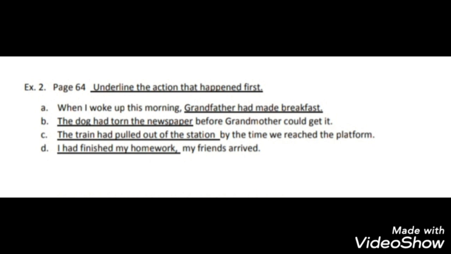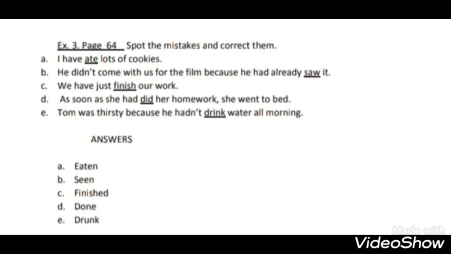Now I think this exercise is also clear to you. Now come to exercise 3. Be a perfect detective. Spot the mistakes and correct them. A. I have ate lots of cookies. Which tense is this? Have. Present perfect tense. Why? Because have is given here, but the mistake is that the verb is wrong.